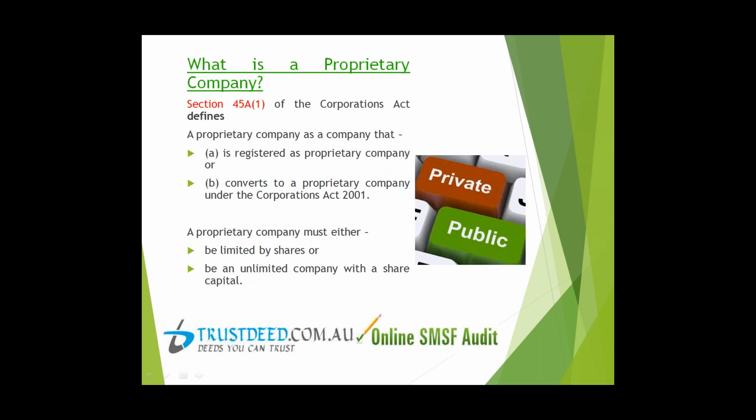Now that we know what a company is, let's go a little further to see what is a proprietary company. Section 45A subsection 1 of the Corporations Act 2001 defines a proprietary company as a company that is registered as a proprietary company or converts to a proprietary company under the Corporations Act. A proprietary company must either be limited by shares or be an unlimited company with a share capital.